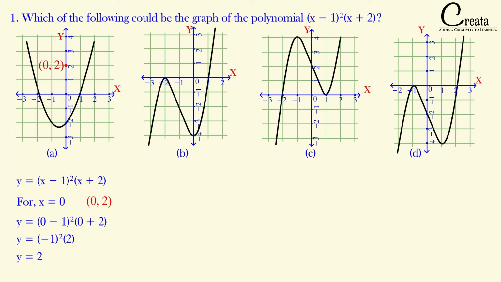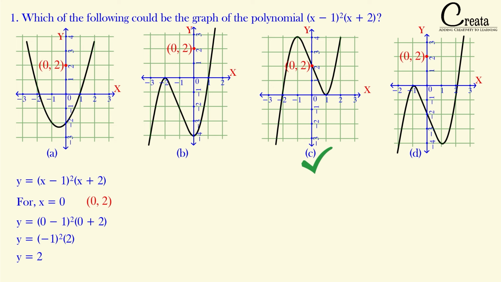The first graph is not satisfying the coordinates. The second graph is also not satisfying the coordinate. Yes, the third graph is satisfying the value (0, 2): x is equal to 0 and y is equal to 2. Let's check for the fourth graph. The fourth graph is also not satisfying the coordinate. So we can say our answer is C. Okay, we got the answer as C.